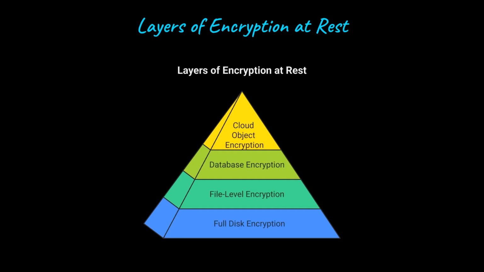Encryption at rest can be applied at multiple layers. Full disk encryption secures every block on the drive. File-level encryption protects individual files. Database encryption targets specific columns. And cloud object encryption secures data blobs before they are written.